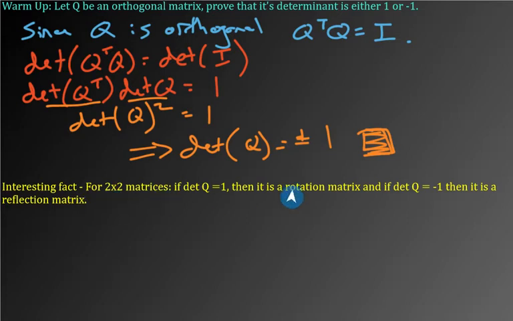I thought this was an interesting fact. I don't remember if this is actually in the book or not, but it is a good thing to file away. This is true for 2x2 matrices: if the determinant is equal to 1, then it's a rotation matrix, okay? And if the determinant is equal to -1, then it is a reflection matrix. So both those kinds of matrices are isometries and orthogonal. It's a neat classification of those kinds of matrices.